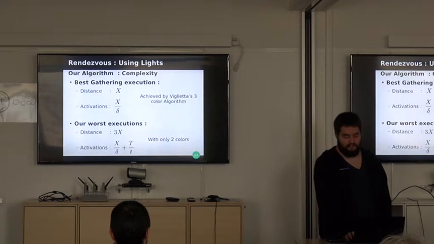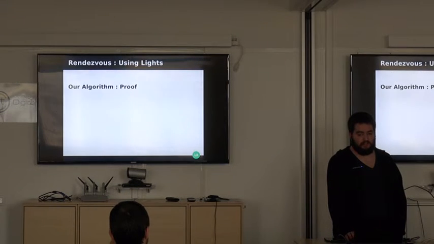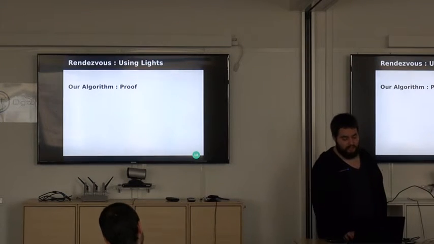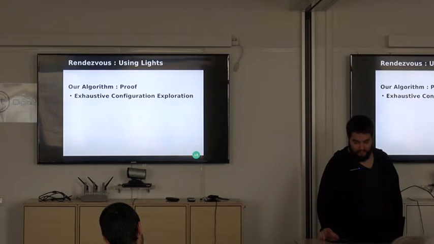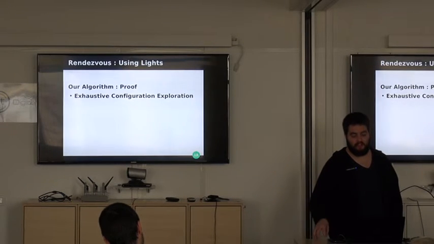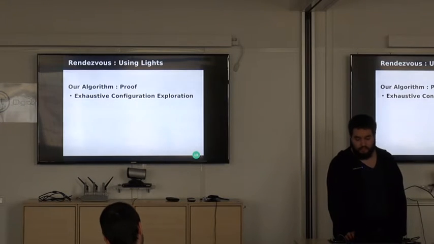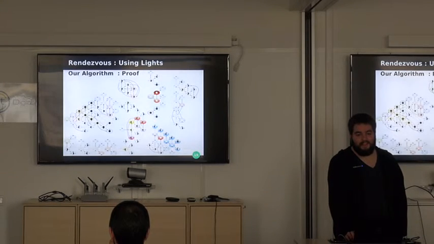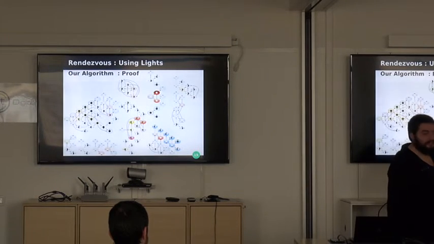However, that was not the bad part about the algorithm. The problem is that proving this algorithm showed very challenging, and common methods of proving it could not be applied easily. So what we did is exhaustively explore all possible configurations of the algorithm. That means that we draw out essentially every possible configuration and look: is it going to gather or is it not going to gather? And you find that every possible configuration is going to gather. The problem is that the proof looks like that. So I'm not expecting you to fully understand it, but essentially that's the part that makes us win against Viglietta.